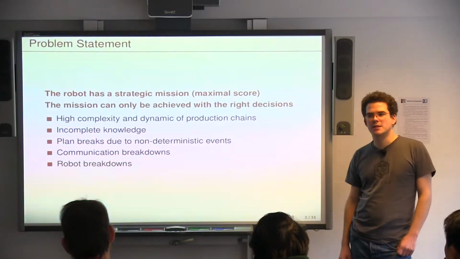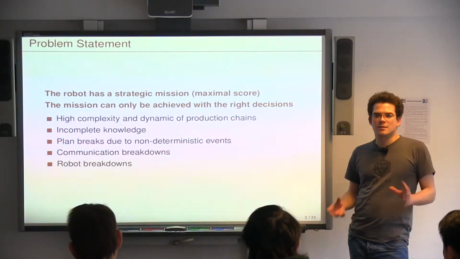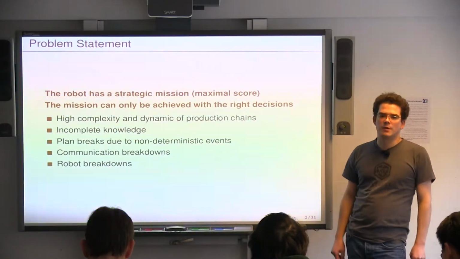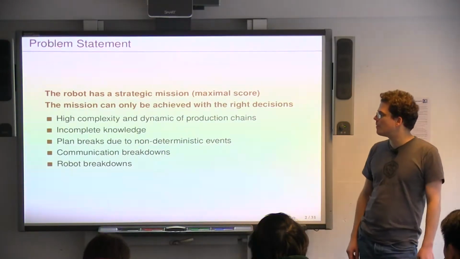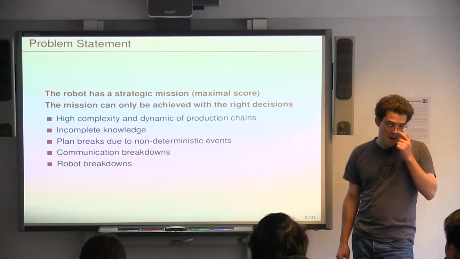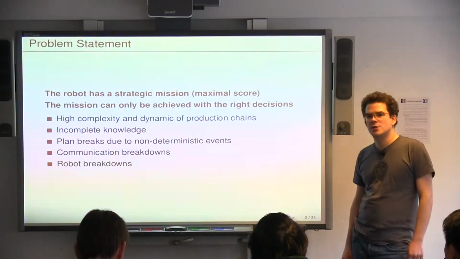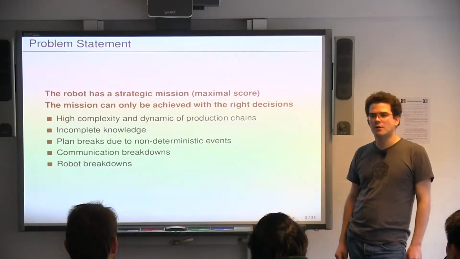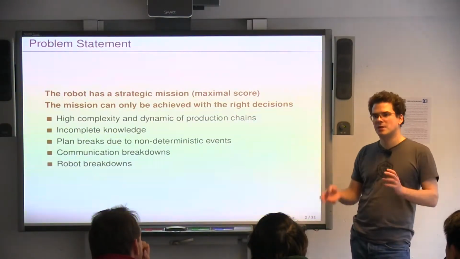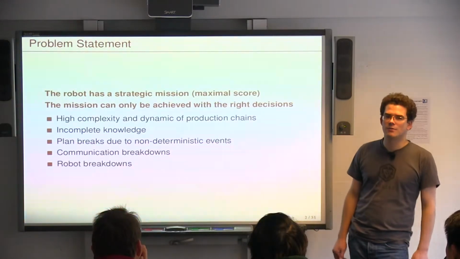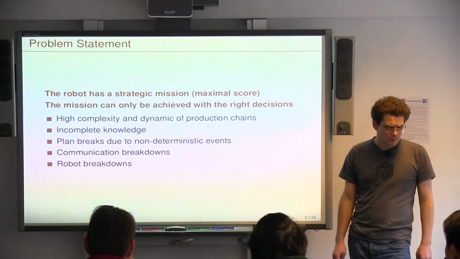So we have a high complexity and dynamic of the production chains. Because we have all those different products and we don't know what we have to produce beforehand, this is a very complex and dynamic problem for us. The individual robot, which is running the agent for us, does have incomplete knowledge about the world. So the robot only ever knows about the stuff it can see, or it gets communicated from the other agents, but you never know the whole image of the world.